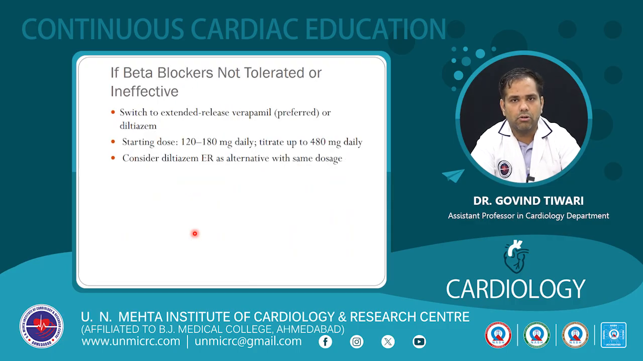If beta blockers are not tolerated or are ineffective, switch to extended release verapamil or diltiazem. We have switched over to calcium channel blockers. Starting dose is 120 to 180 mg daily. Titrate up to 480 mg daily. Consider diltiazem ER as an alternative with the same dosage. So doses of both the medications are the same.